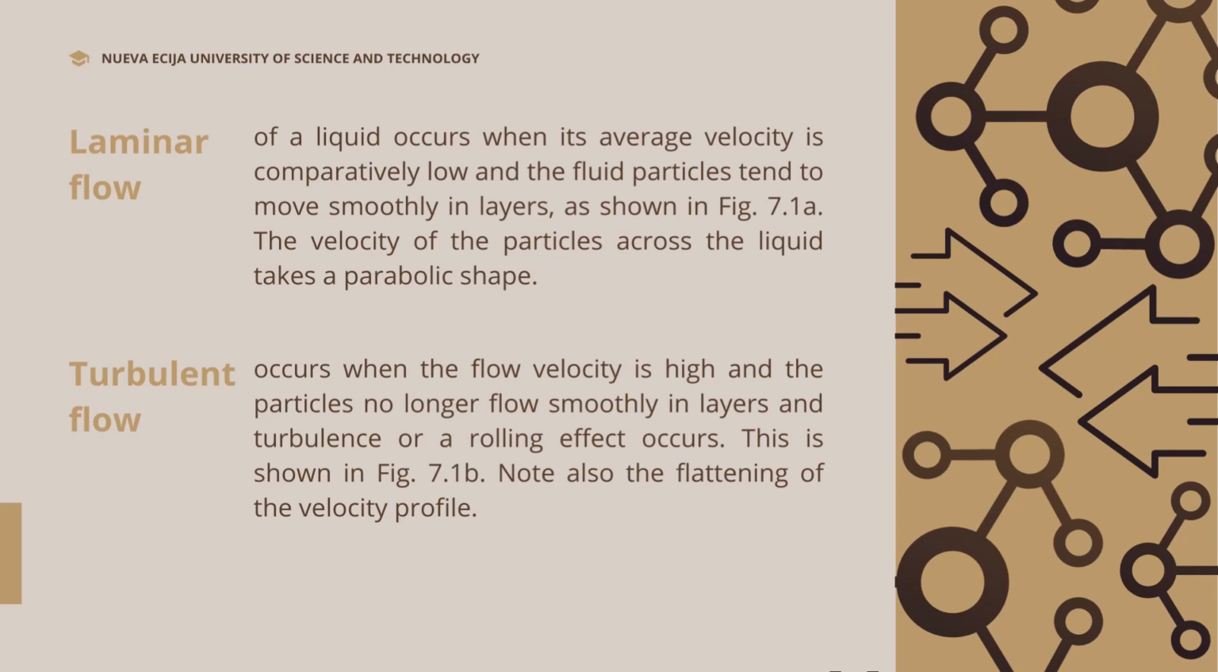The next is turbulent flow. It occurs when the flow velocity is high and the particles no longer flow smoothly in layers, and turbulence or a rolling effect occurs. This is shown in Figure 7.1b. Note also the flattening of the velocity profile.